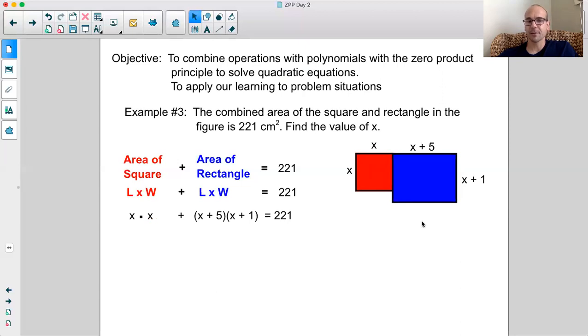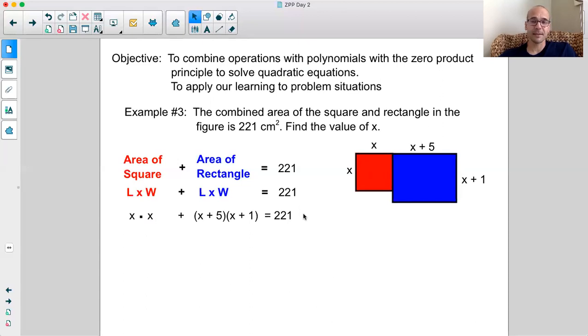Probably could have used side squared if we wanted to. And then there's the area of the rectangle. And so now our real world work is done for a little while. This is now the entire thing that we need to work through. So take a breather and think, this is an equation.